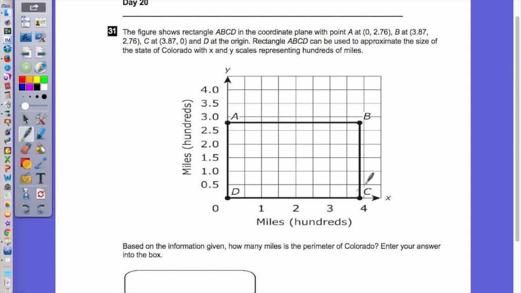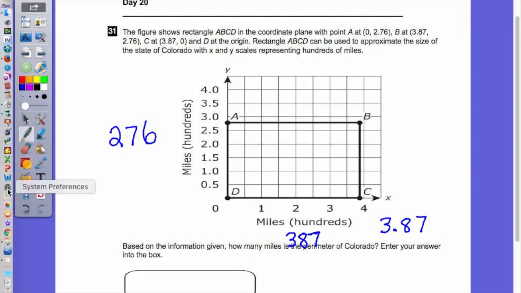Guys, this is what I want you to make sure you understand. Where it says 2.76 in hundreds of miles, that means it's 276 miles. 3.87 in hundreds of miles is 387. Basically, you're taking that number and moving it 2 decimal spaces. So 276 plus 387 plus 276 plus 387 is 1,326. I'm assuming we all got that.